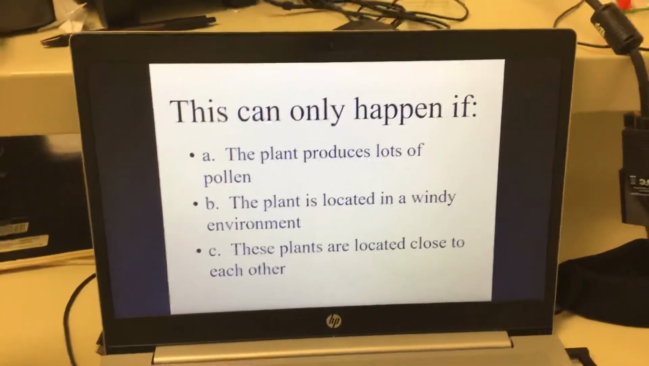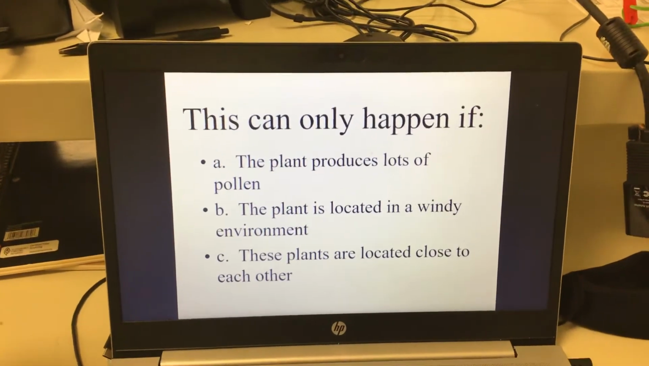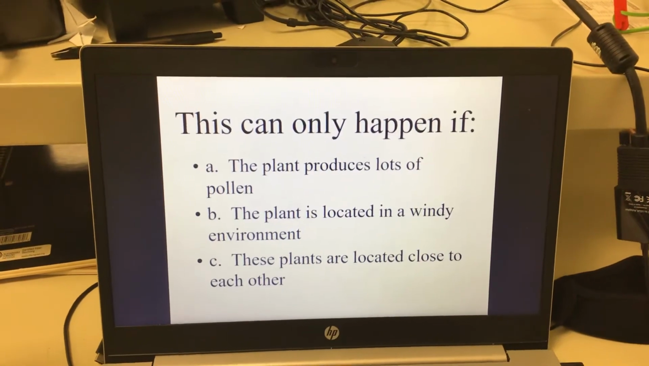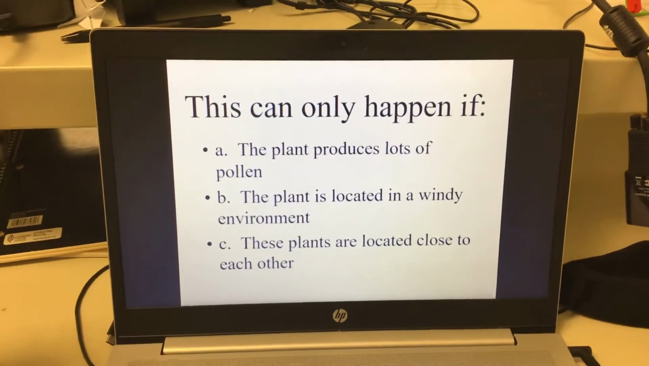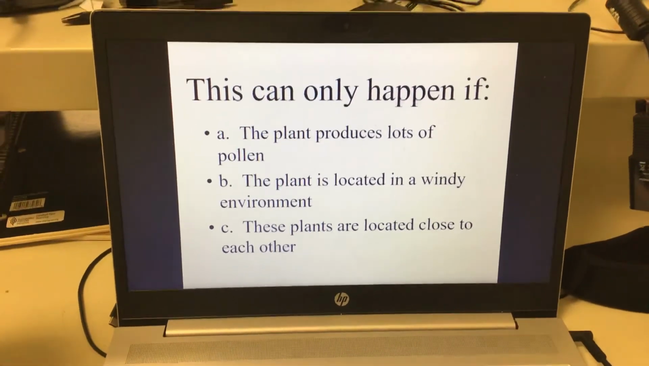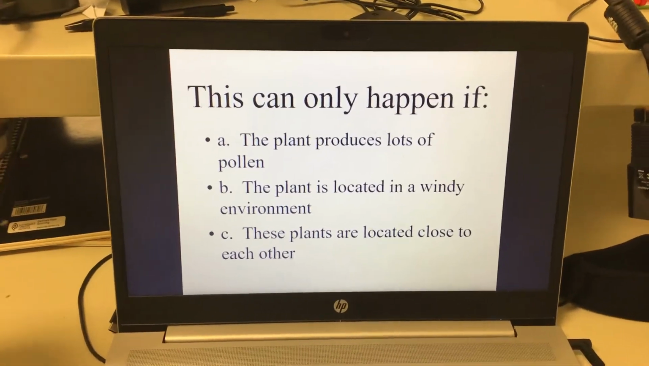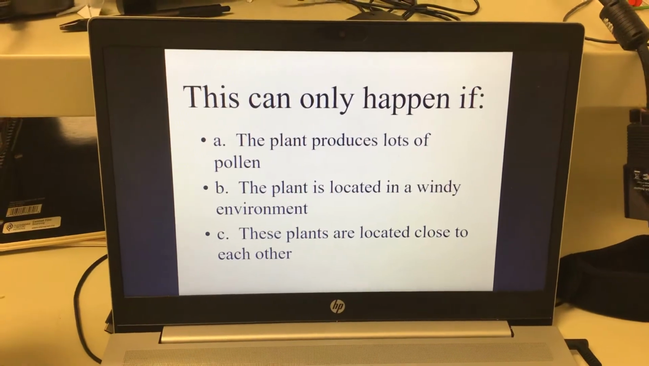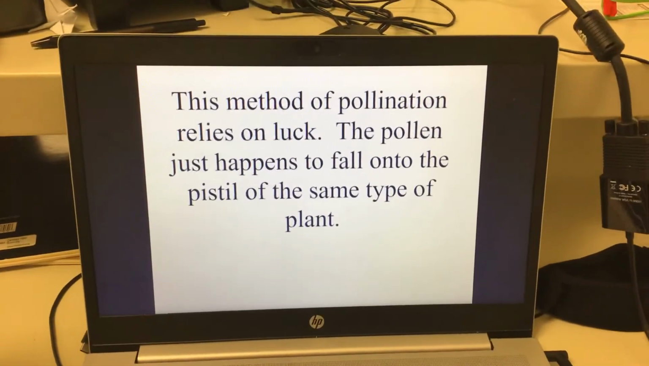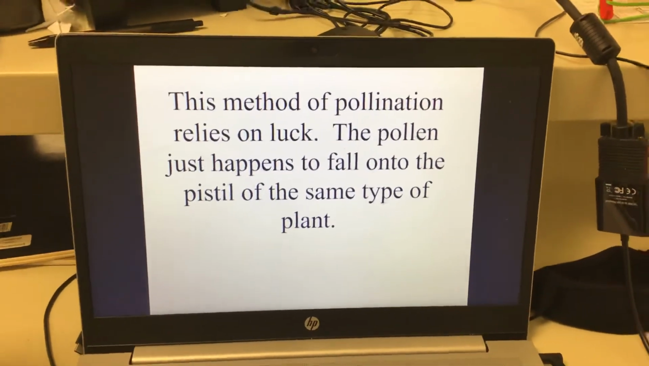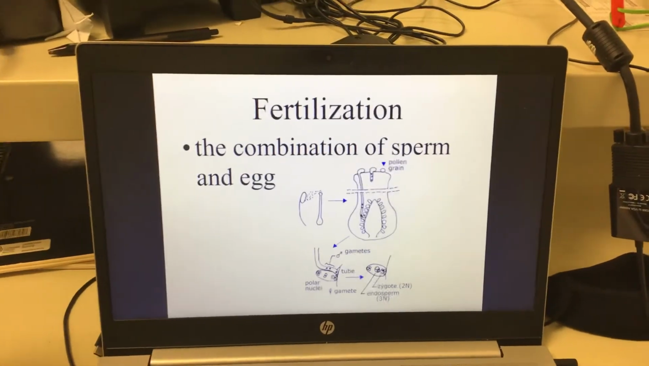I kind of think of an example. If you're playing dodgeball, and let's say your team has 10 players left, and the other team has 1. Now, if you're on the smart team, you might all count to 3, 1, 2, 3, and on the count of 3, everyone throws the ball at the one remaining player. Well, that's kind of what wind pollination is like. You don't need to write anything. This method of pollination relies on luck. The pollen just happens to fall onto the pistil of the same type of plant.